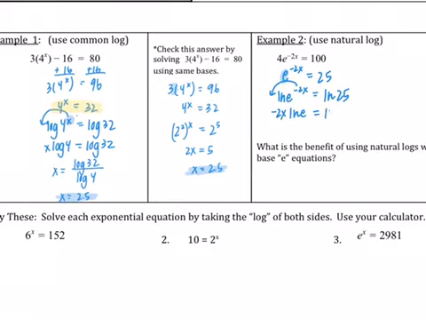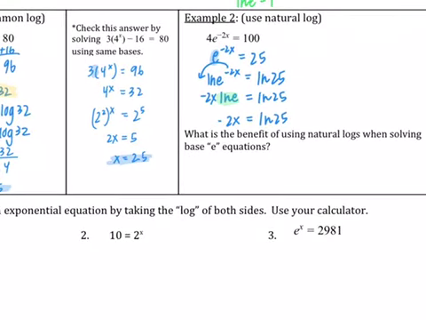And then this awesome thing happens right here. We know that the natural log of e is actually 1. So from there, I just have negative 2x is equal to the natural log of 25. And then I just divide both sides by the negative 2.